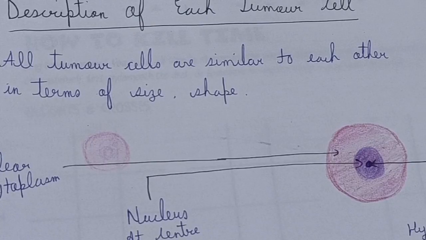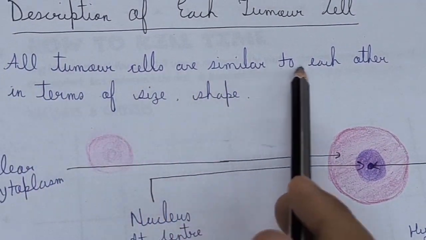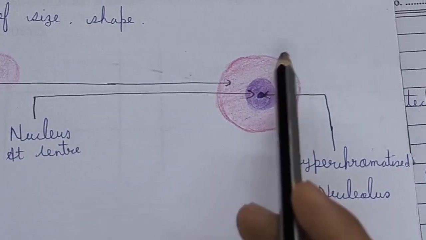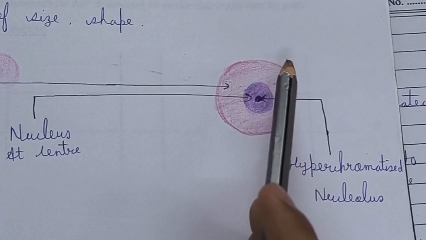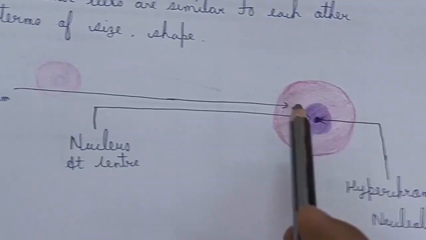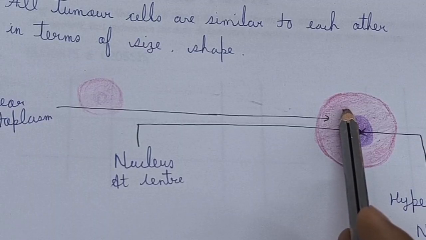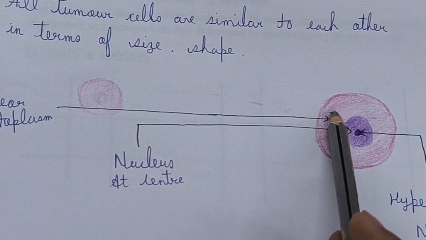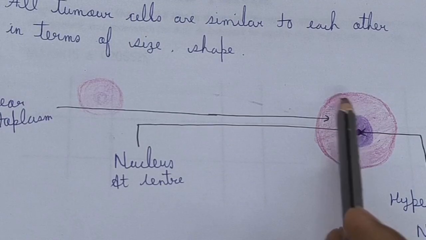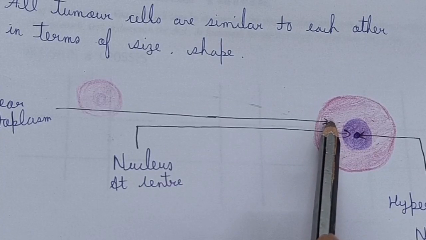Now I am going to give the description of each tumor cell. First of all, as you already know, all tumor cells are similar to each other in terms of shape, size and appearance. Now I have drawn a single tumor cell to make you understand its characteristics. First of all, you can see the cytoplasm, and the cytoplasm is clearly visible because it contains glycogen. Therefore the first information I have written is the clear cytoplasm found in the tumor cell.